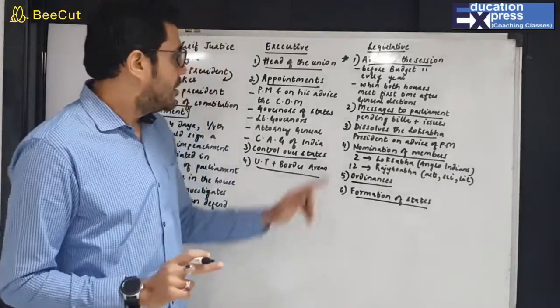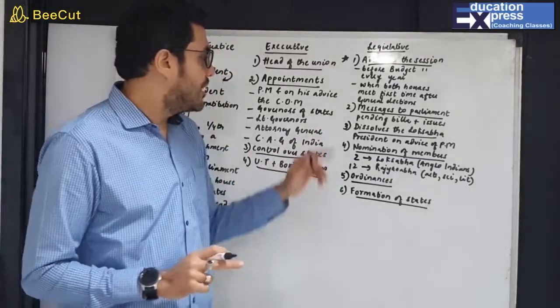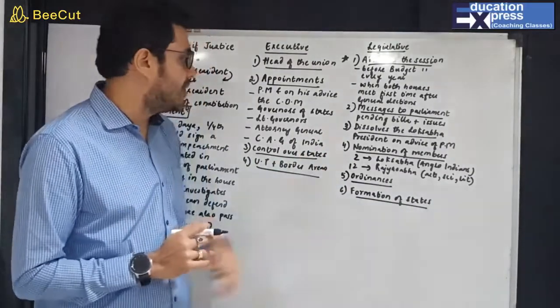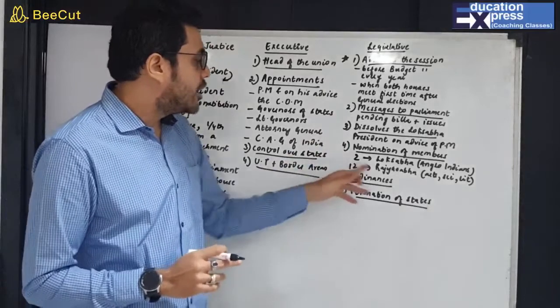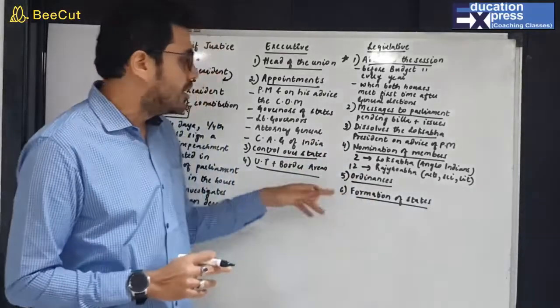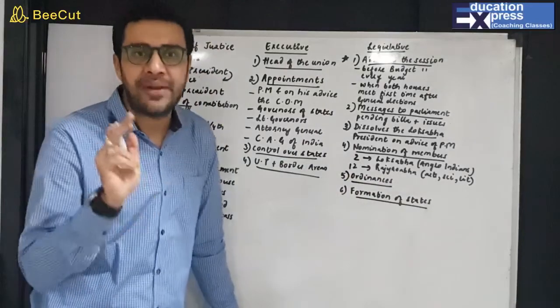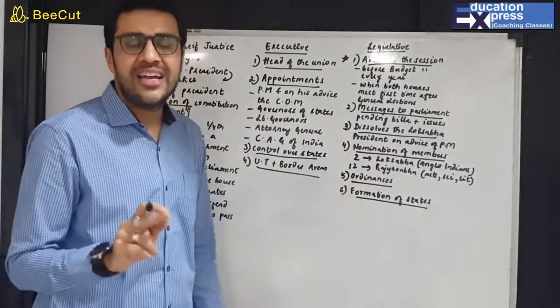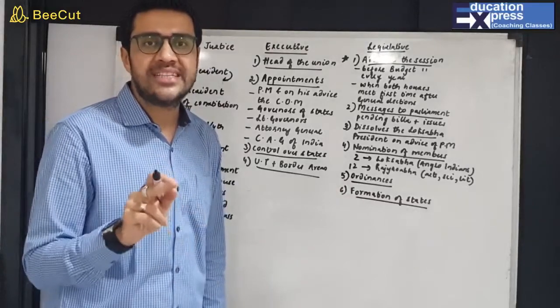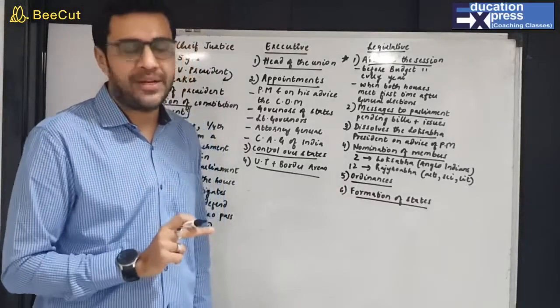Is that clear? So, who dissolves the Lok Sabha? I told you, President on the advice of the Prime Minister. Nomination of the members, 2 in the Lok Sabha from the Anglo-Indian community, 12 in the Rajya Sabha from Art, Science, Literature. Ordinance, the temporary law passed by the President when the Parliament is not in session. It is temporary because it ceases to operate 6 weeks after the reassembly of both the houses of the Parliament.